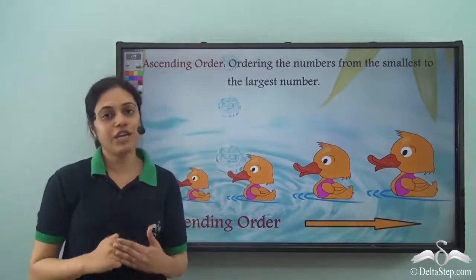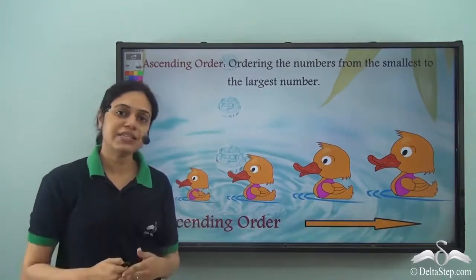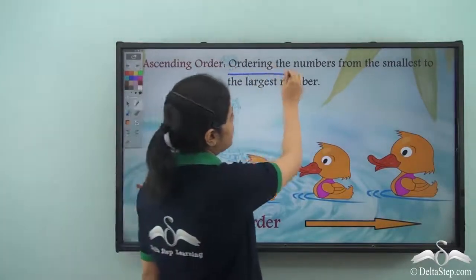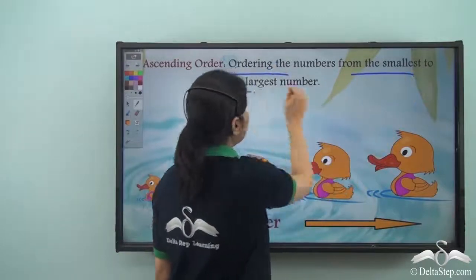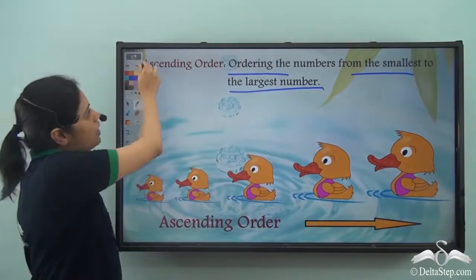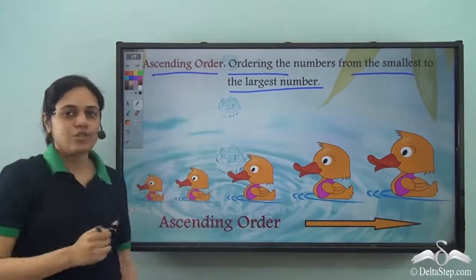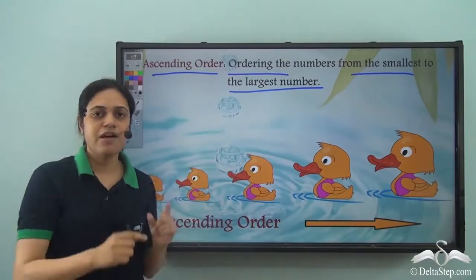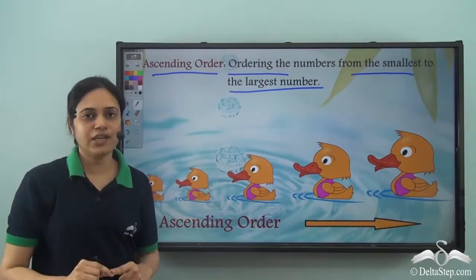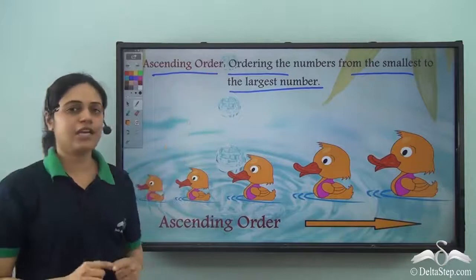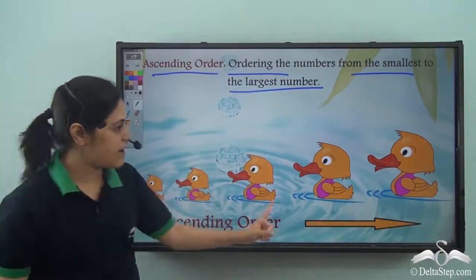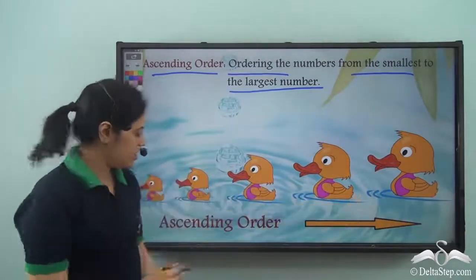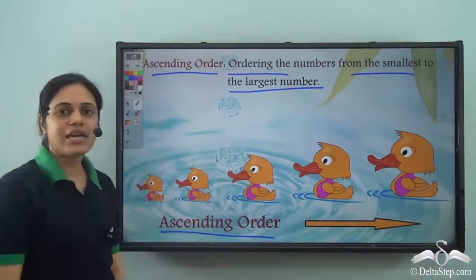Similarly, you can arrange the numbers in increasing and decreasing orders. So when you order the numbers from the smallest to the largest number, it is called ascending order. So right from the smallest to the largest number, when you arrange or order the numbers, it is called ascending order. So we see these ducks arranged from the smallest to the biggest. This is the ascending order.